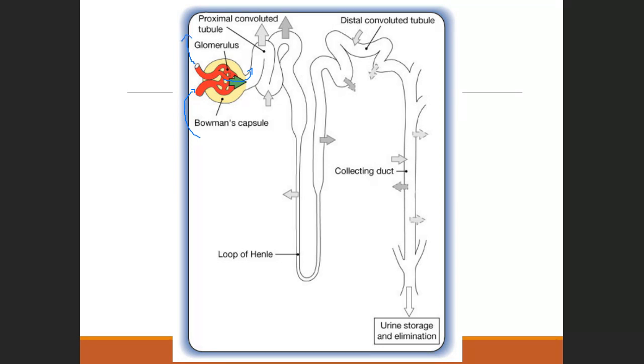So the big difference between blood in the afferent arteriole and the efferent arteriole is going to be volume and dissolved molecular solutes, with the only thing remaining in the blood by the time we're done with the efferent arteriole being formed elements and proteins.